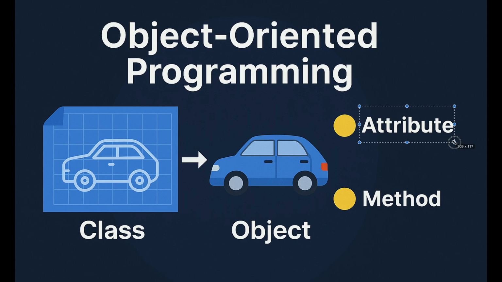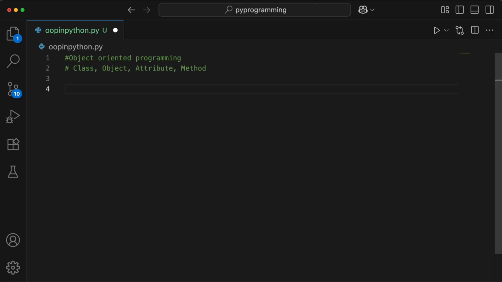And along with the attributes, there might be something that the car can do, right? So it can start, it can stop, or let's say brake. All of those actions that it can do are called methods. Keeping this analogy in mind, let's go ahead and see how we can create a class in Python. As I said, a class defines the structure and behavior of the objects that you want to create.